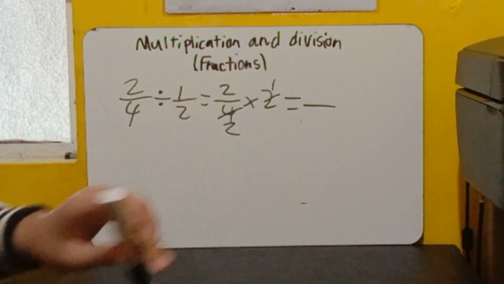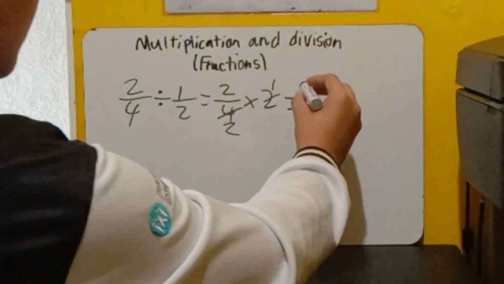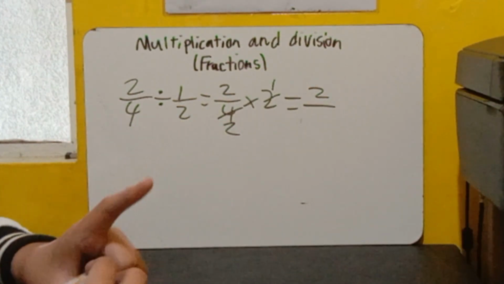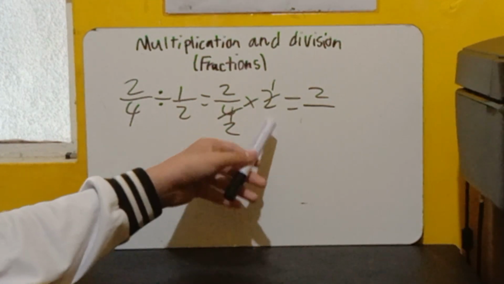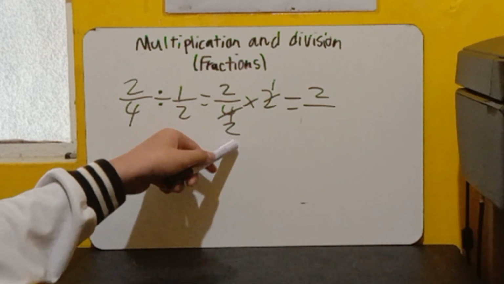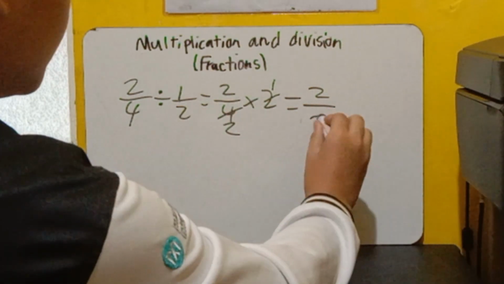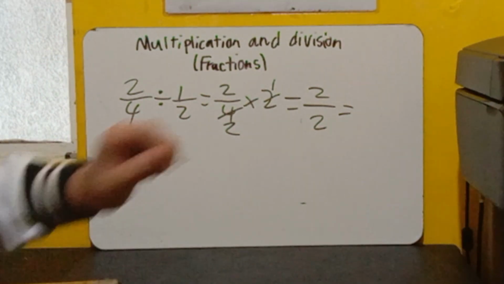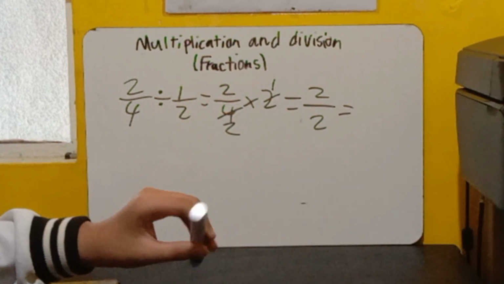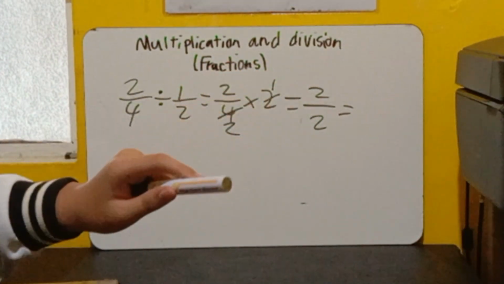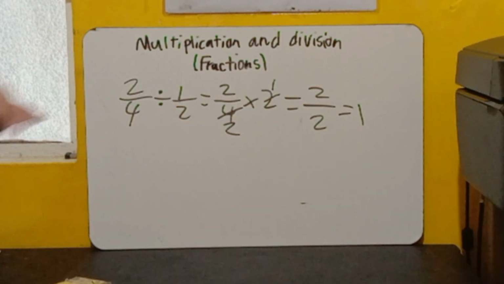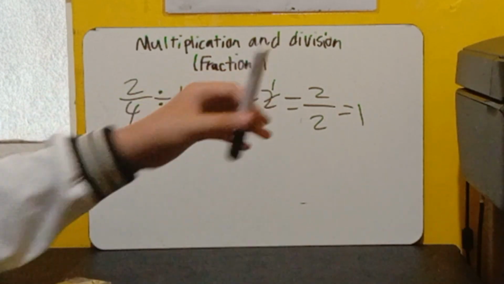Now 2 times 1 is 2. And right here, there's nothing in the denominator, but 2 has the denominator automatically 1. So that's basically 2 times 1. So that's 2. Now, this is not the simplified form yet. We need to simplify it. Well, that's easy. We just divide these two. 2 divided by 2 is 1. Easy. So that's how you do multiplication and division of fractions.